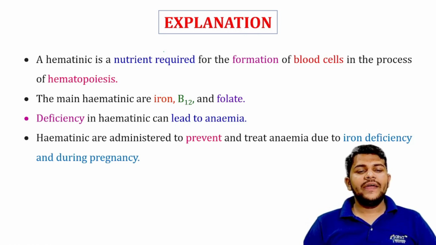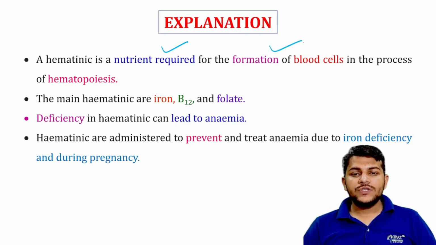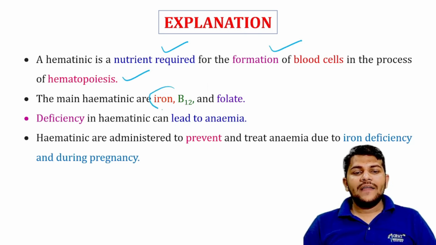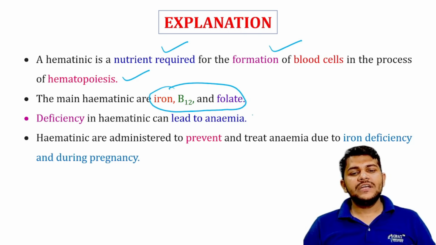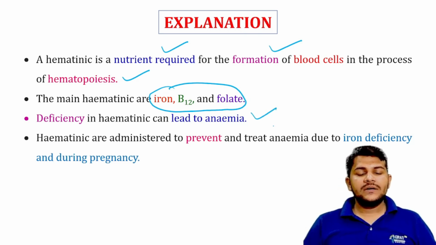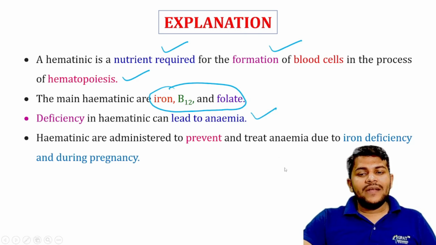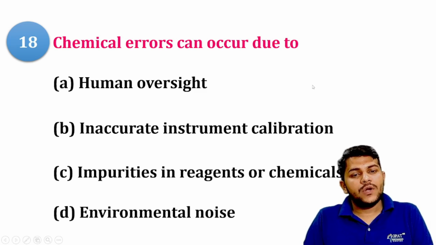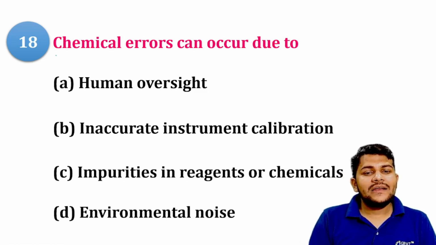As I said, hematinics are the nutrients that are used for the formation of red blood cells and in the process of hematopoiesis. These are iron, vitamin B12, and folic acid. Deficiency of hematinics can lead to anemia, or we can say hematinics we can use in the treatment of anemia.